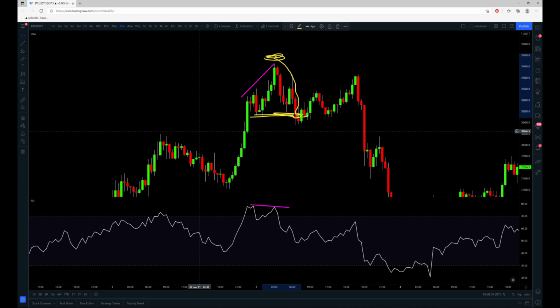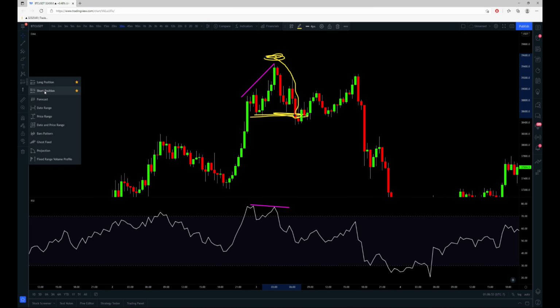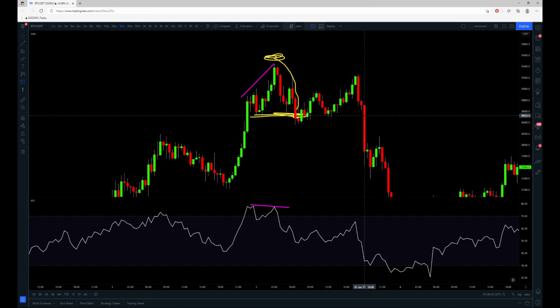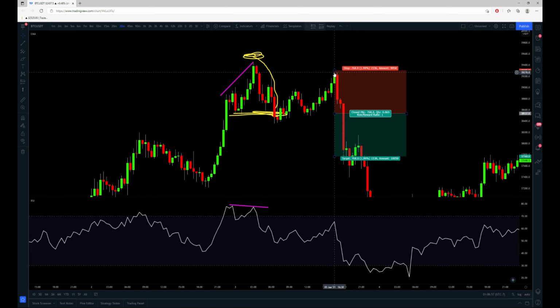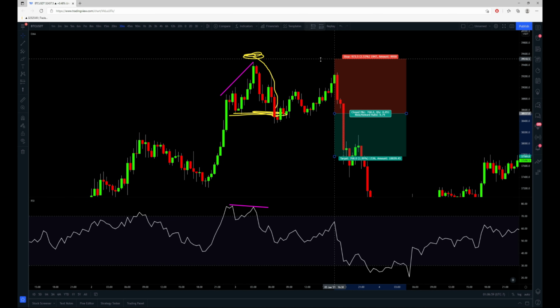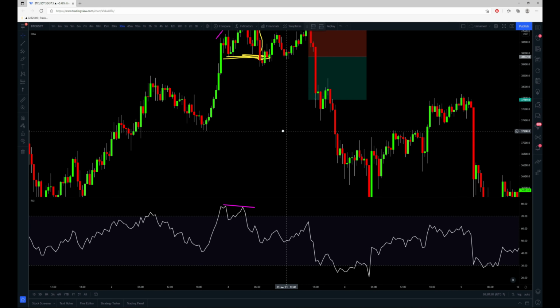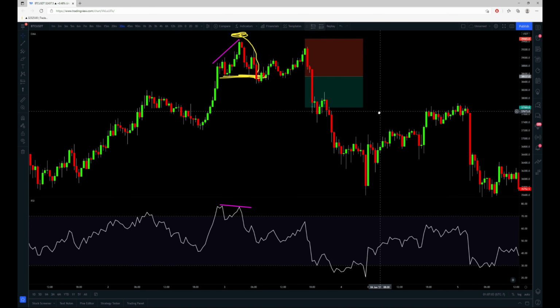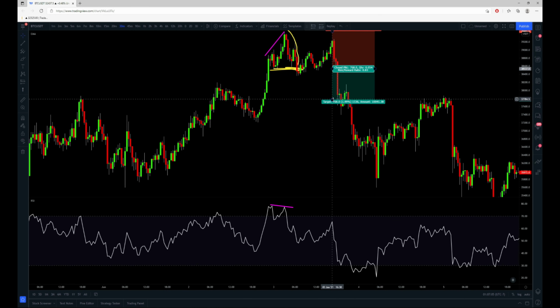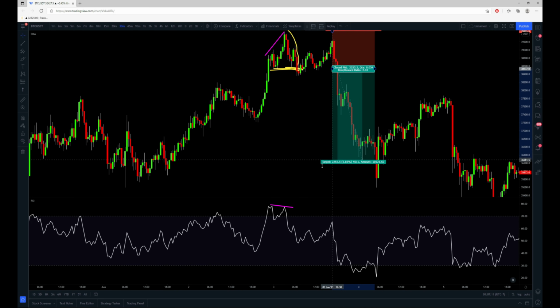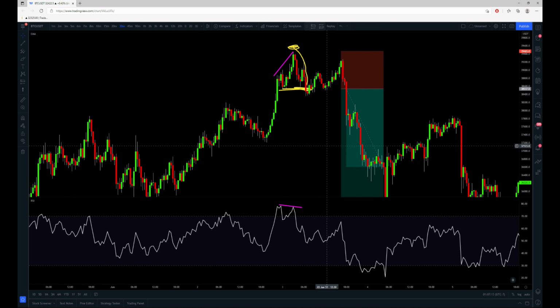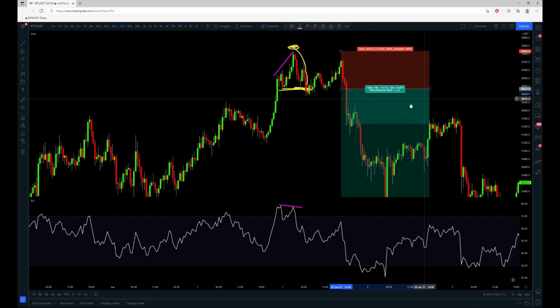And essentially what I want to talk about for this one is how you should move your stop loss to break even. What I recommend doing is if price goes in your favor, consolidates, and then breaks out of that consolidation again in your favor, that is the right time to move your stop loss to break even.